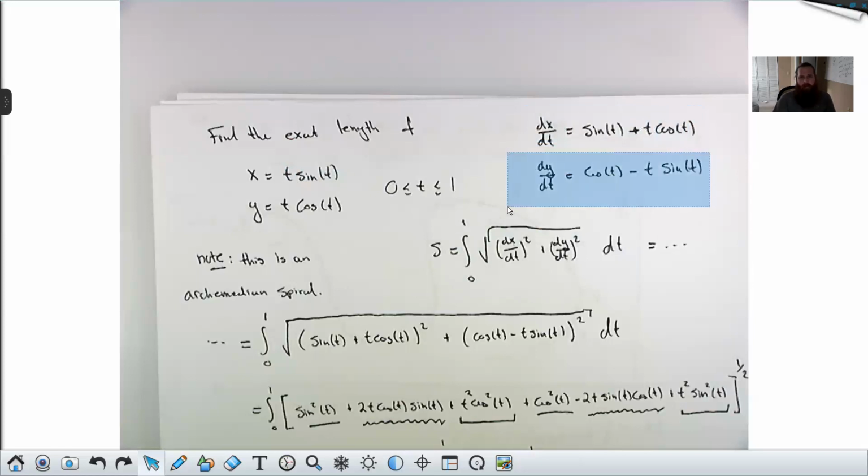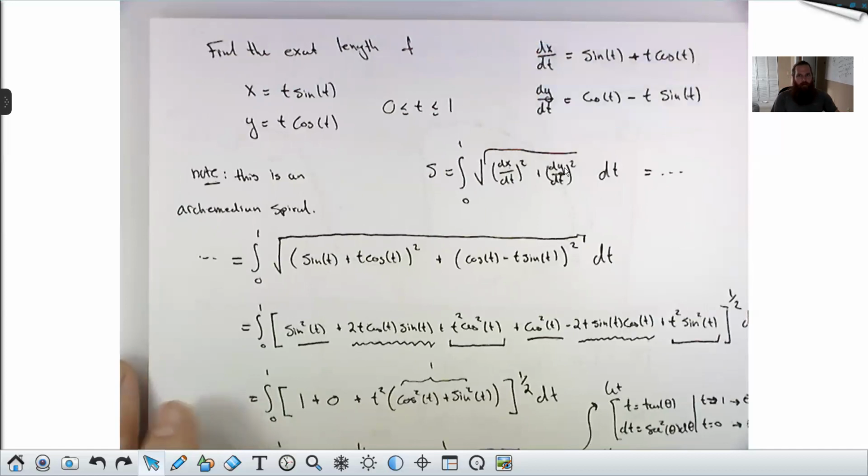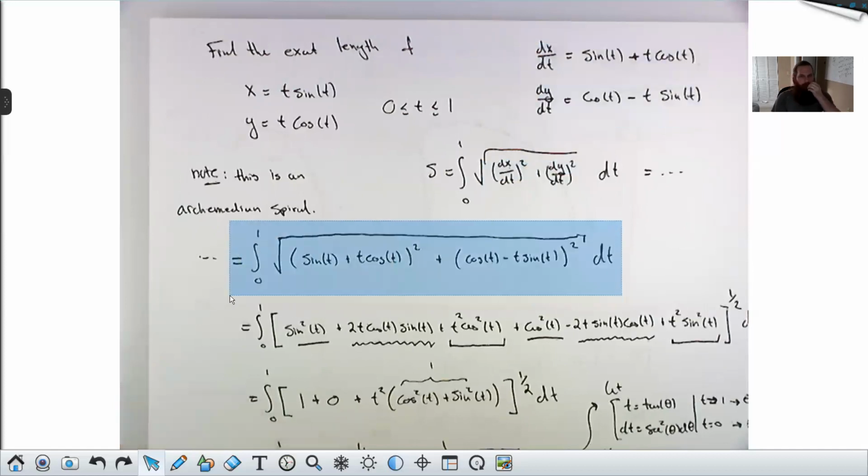Same thing for dy dt. First I differentiate the t and leave the cos alone. That gives me 1 cos t. Plus, then I leave the t alone and differentiate cosine. Derivative of cosine is minus sine. So this is cos t minus t sine t. Plugging these into the integral, my integral becomes this.